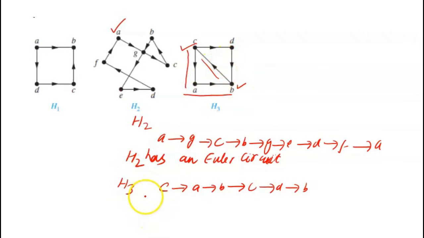So H3 has an Euler path, right? Now I hope by now you are clear about what is Euler circuit and Euler path. I quickly repeat this: in Euler circuit you have to cover each edge exactly once and you need to complete a circuit. In Euler path you have to cover each edge exactly once, but there is no restriction on completing the circuit, right?